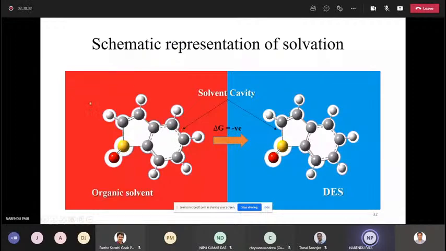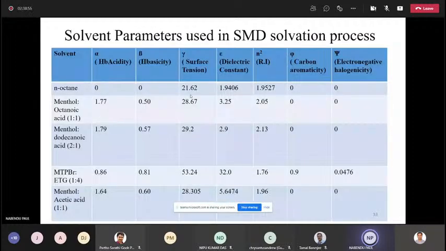So in Gaussian, what we do is we use the SMD solvation model, that is the universal solvation model, to calculate the delta G of solvation, that is the Gibbs free energy of solvation, and we understand whether the solvent can be used in separating these sulfur compounds. So these are the solvent parameters that are used in the SMD solvation process.